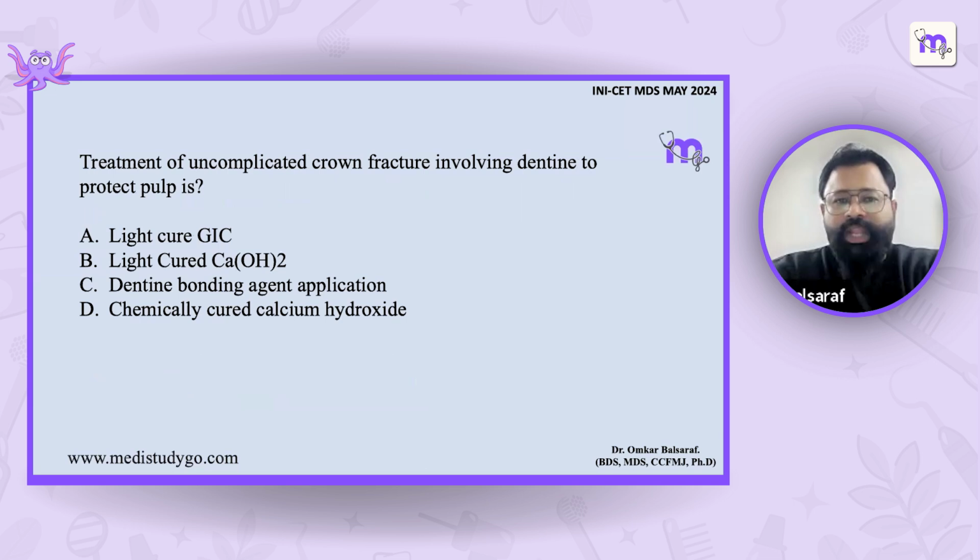Treatment of uncomplicated crown fractures involving dentine to protect pulp is... So uncomplicated crown fracture we are talking about, that is involving dentine, but we are protecting pulp. So what is the treatment of such kind of uncomplicated fractures? First is light cure glass ionomer cement. Second is light cure calcium hydroxide. Third is dentine bonding agent application. And fifth is chemically cured calcium hydroxide.